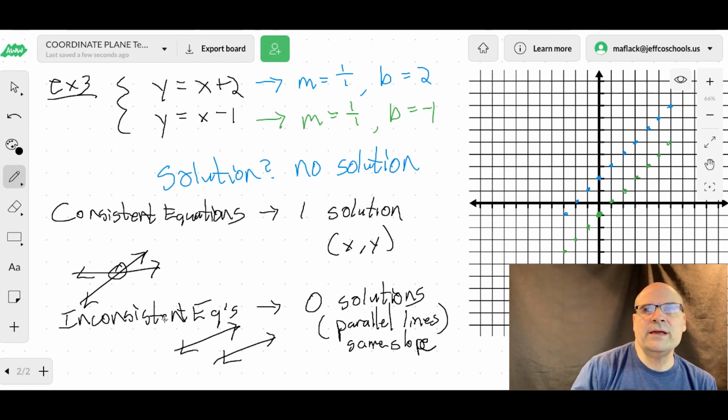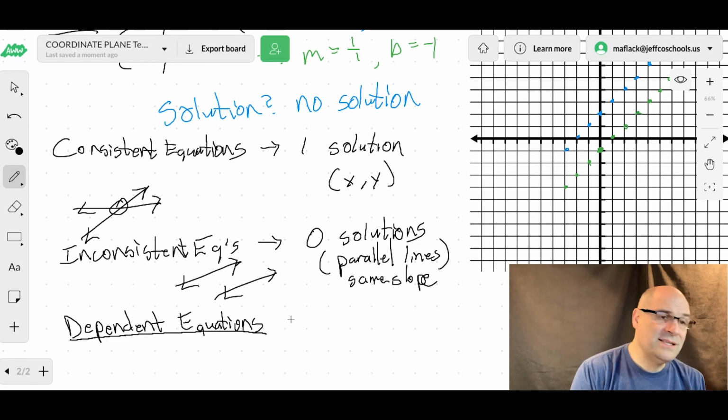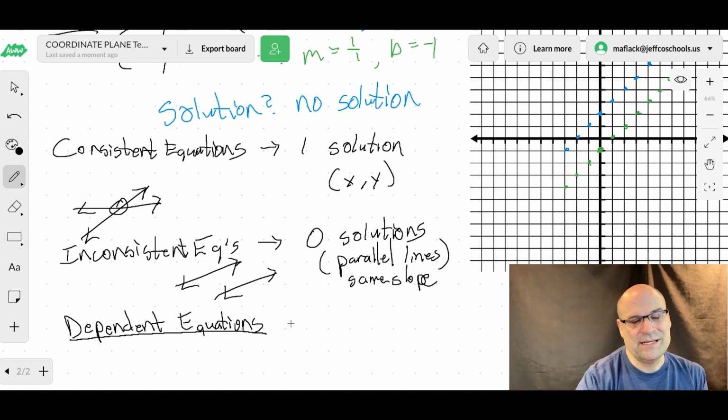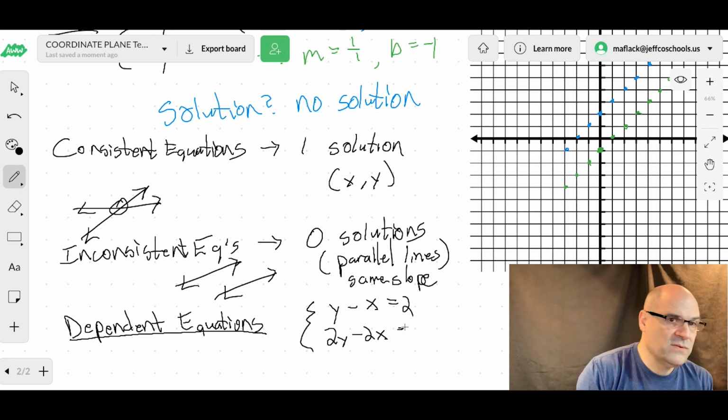All right, then you have a third category, and this category is called dependent equations. And really, these are still considered consistent equations. This is where you have the same slope and the same y-axis intercept. So in this case, it's really just the same line. I'm going to give you an example. So let's say we have 2 equations, y minus x equals 2, and 2y minus 2x equals 4.